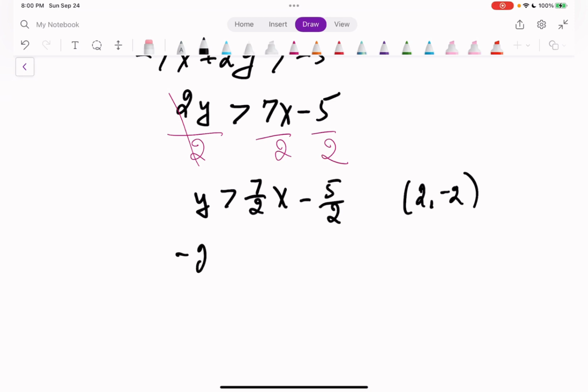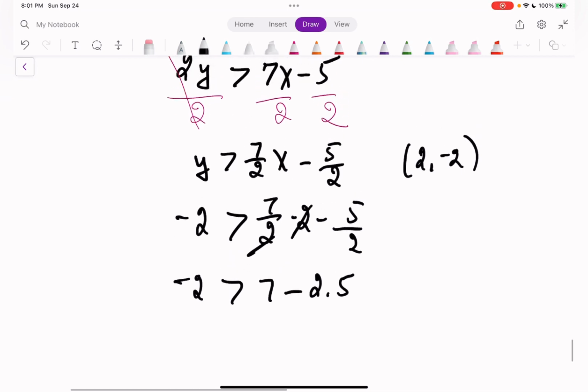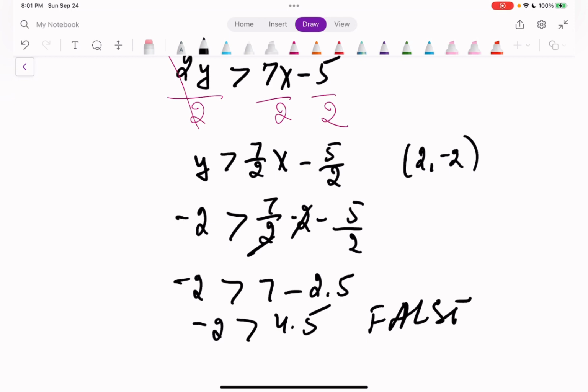So negative 2 is greater than 7 over 2 times 2 minus 5 over 2. This 2 and 2 is gone, which is negative 2 greater than 7 minus 2 and a half, which is 4 and a half, which is false, which means the other side is going to be the answer.